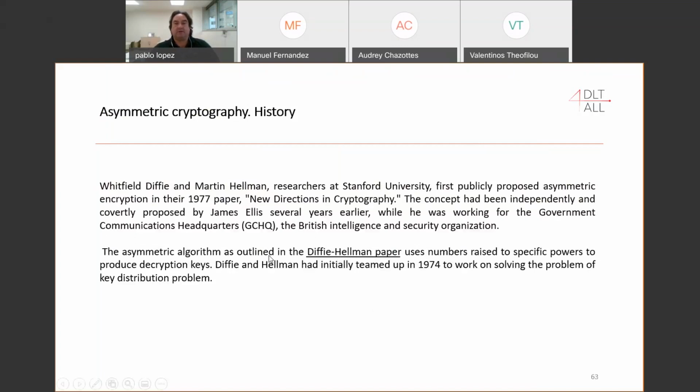The story of asymmetric cryptography begins in 1977 with the paper New Directions in Cryptography. This concept had been independently uncovered and proposed by Dr. James Ellis several years earlier, where he was working for the government in British intelligence.